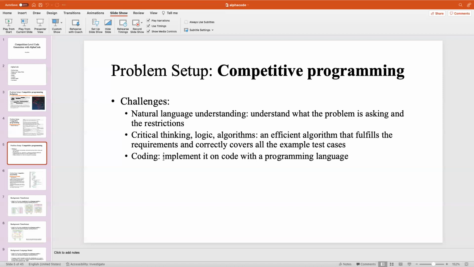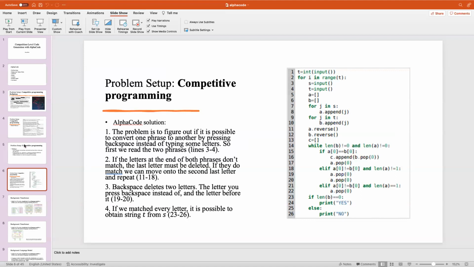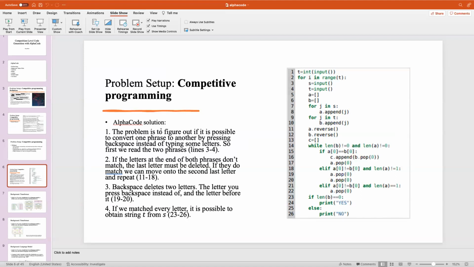And AlphaCode is the first novel and effective model in competitive programming right now. So after talking about the problem setup, we'll see what AlphaCode does. We'll take an overview of AlphaCode.